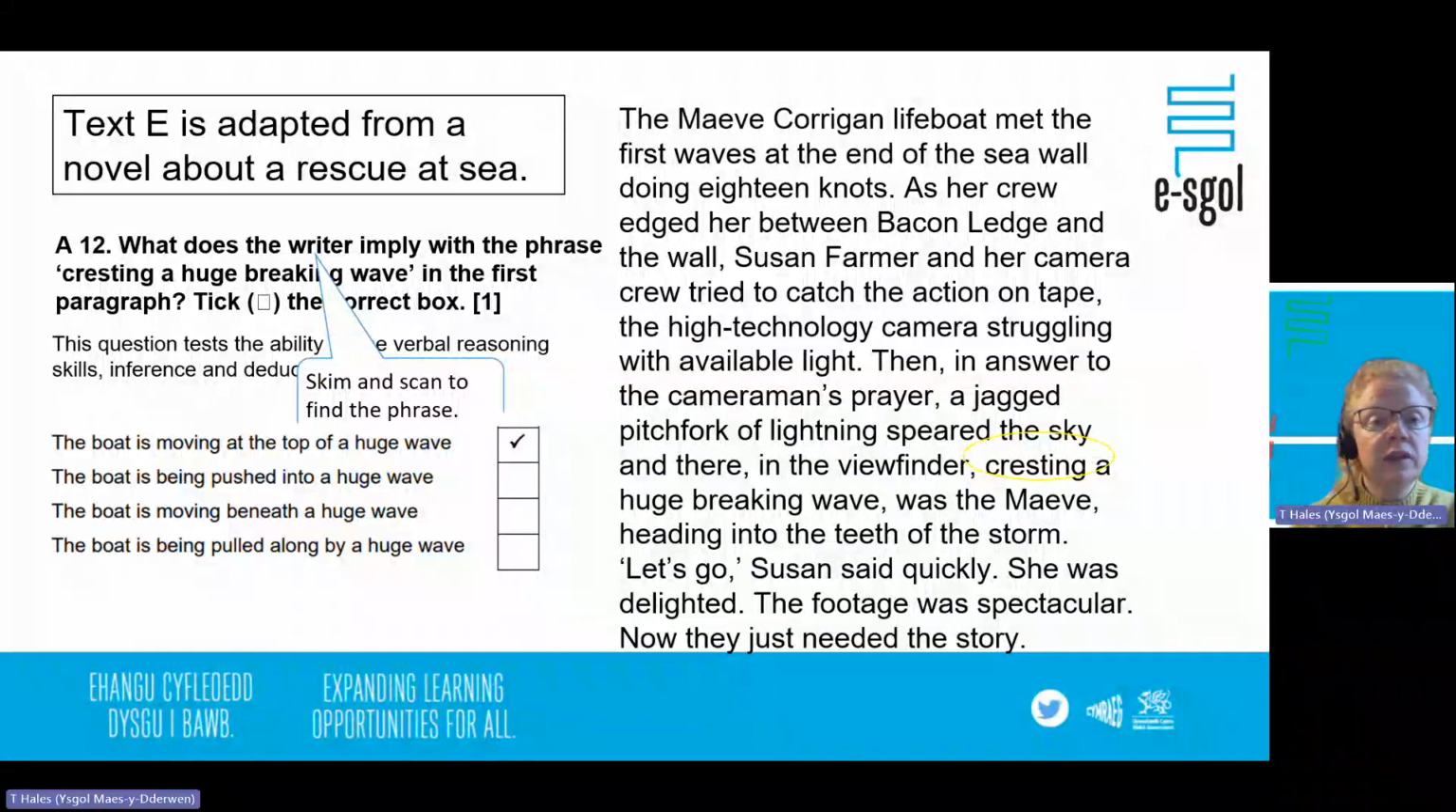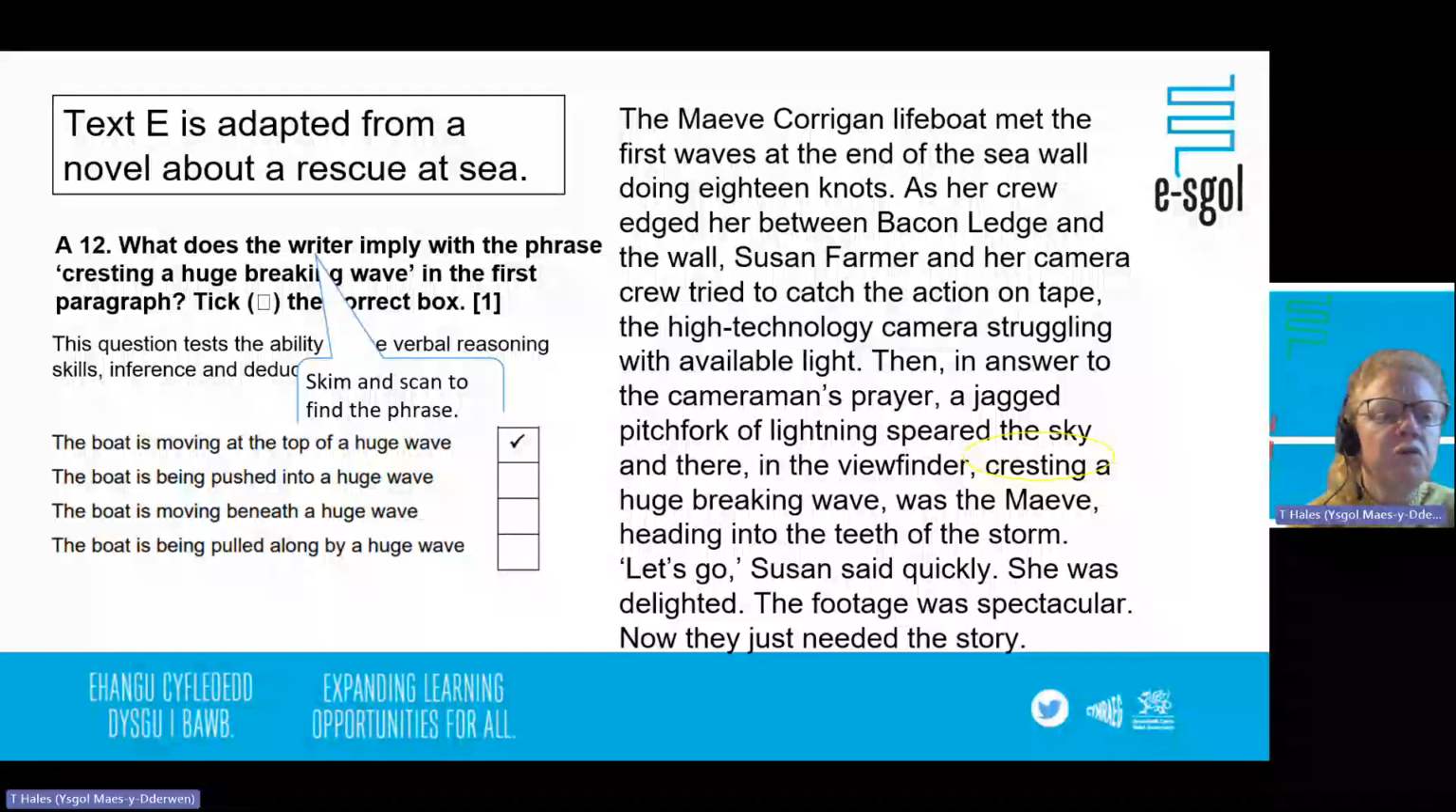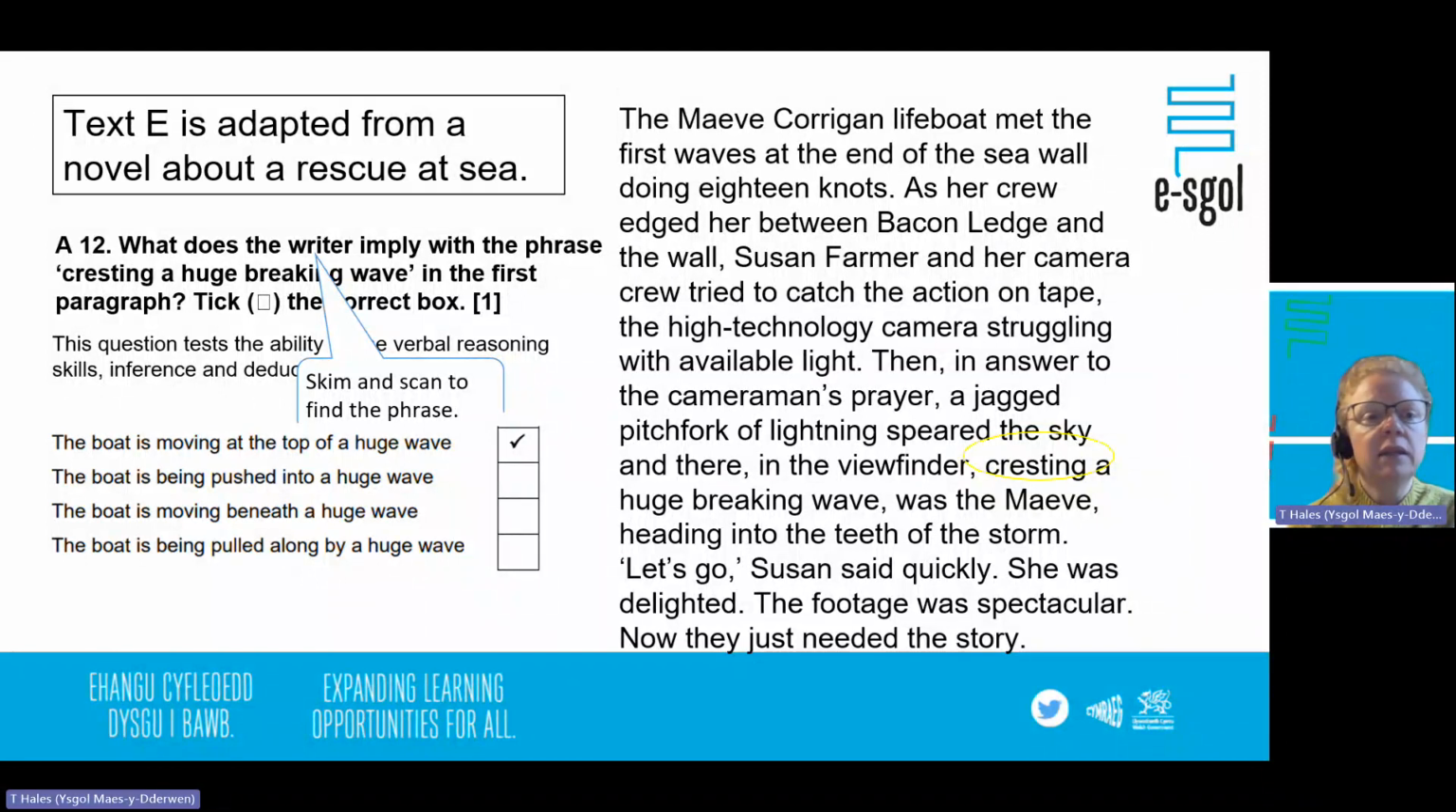So skim and scan to find the phrase. And you should find it just towards the end of that paragraph, cresting a huge breaking wave. You need to work out what it means, but once again, the examiner's helped you. The examiner's given you some options. So working it through, thinking about it, it's not being pushed into a huge wave. It's not being moved beneath it. It's not being pulled along by it. So therefore, it must mean moving at the top of a huge wave, cresting on the crest of a wave, right at the top of it.